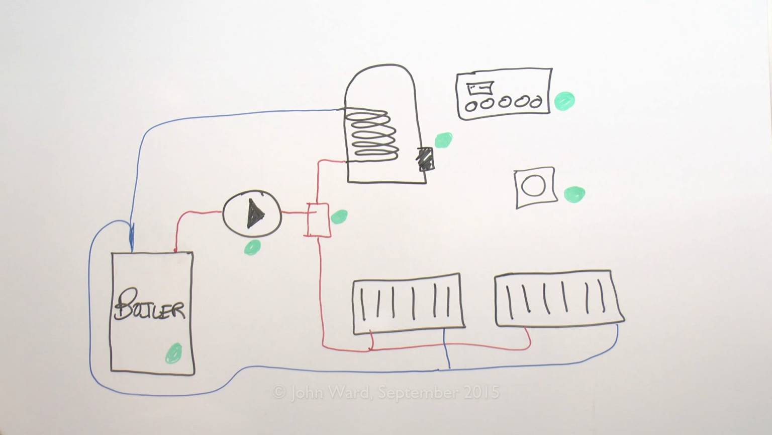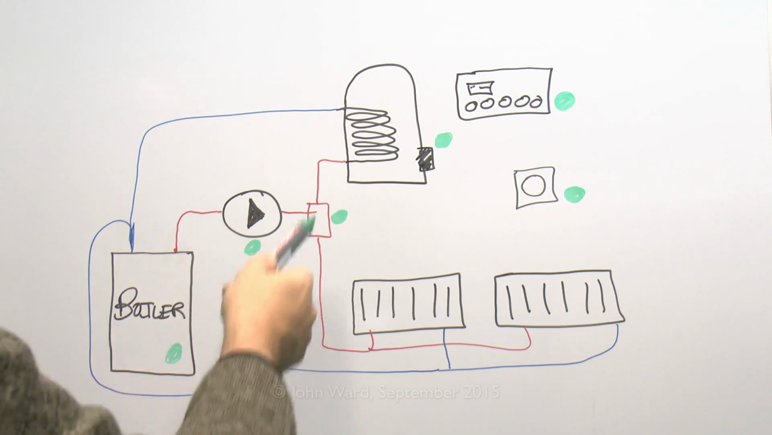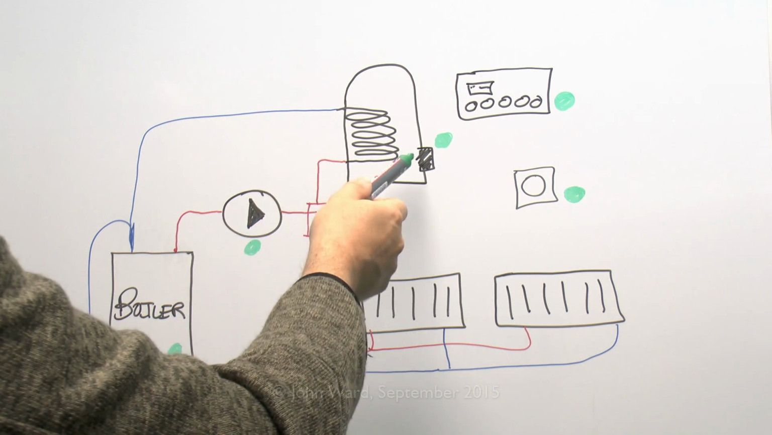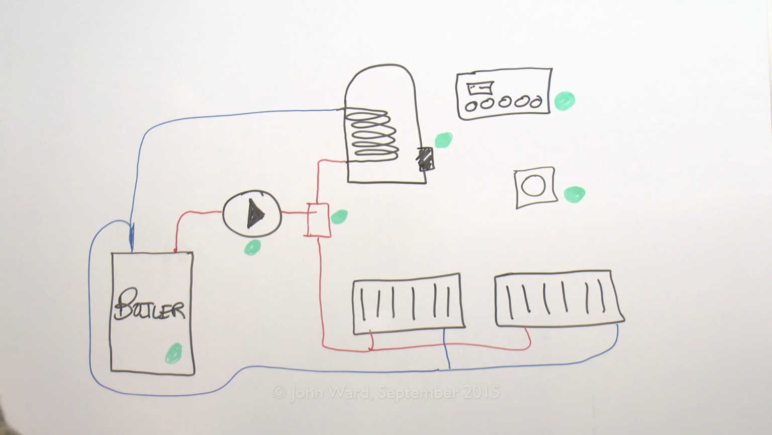So you've got 6 items essentially which require electrical connections. You've got your boiler, the pump, one or more valves to control the flow of the water, cylinder thermostat for the hot water, room thermostat for the room temperature, and then a programmer or timer to determine the times that you want the system to actually be operating.